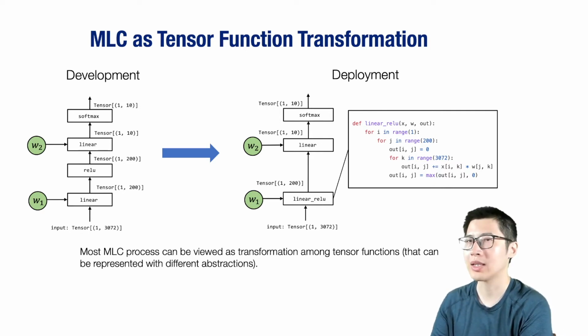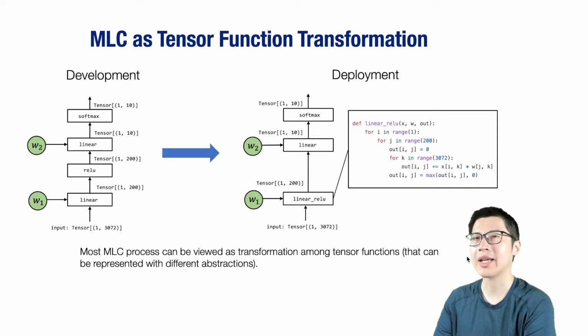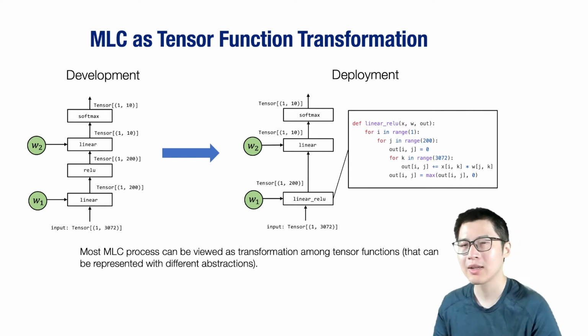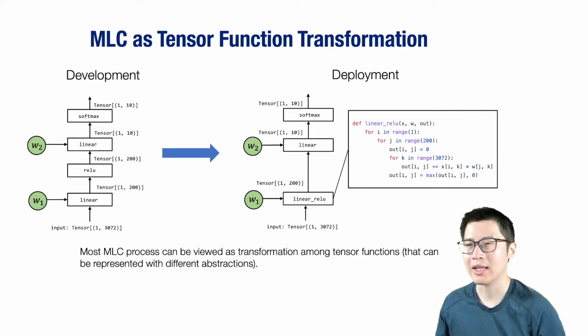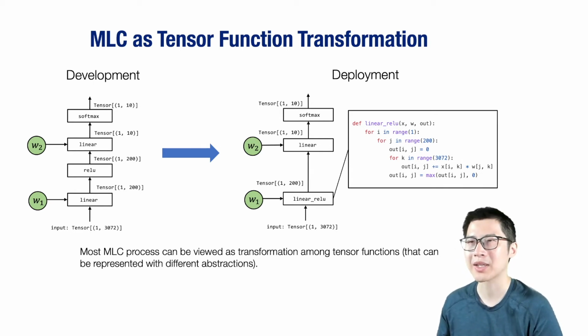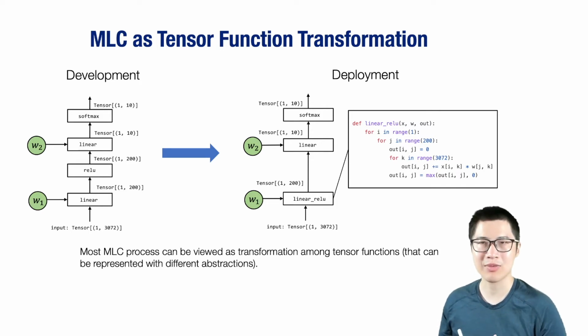Because usually in development forms, when we think about machine learning models, we think about them abstractly. In a lot of cases, we think about them as linear layers, softmax layers, and ReLU layers. Right? So we would not think about, hey, how I'm going to implement this linear layer using, say, AVX512 instructions on the hardware, or how I'm going to use CUDA kernel to implement the softmax function. So when we're developing things, we are thinking about things at a much higher level.